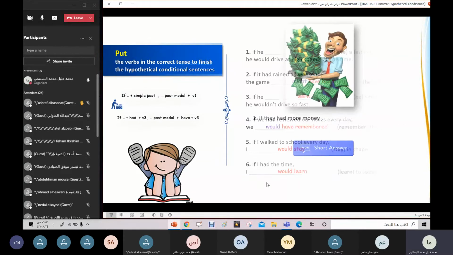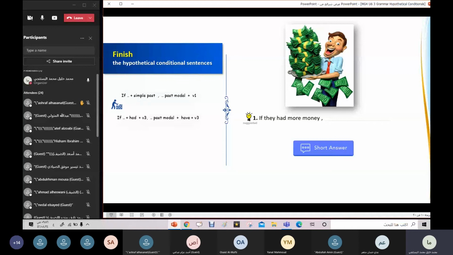Now here finished the hypothetical conditional sentences. Again, look here at the structure, look at the form. If they had more money, Ashraf, you can complete the sentence. Here we have simple past, so we have to use past modal plus verb 1. If they had more money, they would fly to London. We use simple past, would plus verb 1.